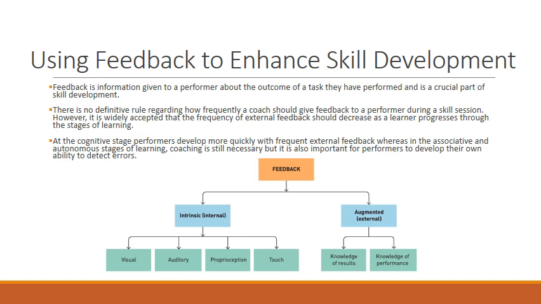There's no rule as to how frequently you should give someone feedback. But what we do know is that early on in the learning stage, the cognitive stage, performers really benefit from getting a lot of feedback. We also know that as performers move into the associative and the autonomous stage, we actually need to start scaling back the external feedback so that they're developing those skills to identify errors and adjust their own technique without always having that external input. So we don't want athletes to become too reliant on feedback.